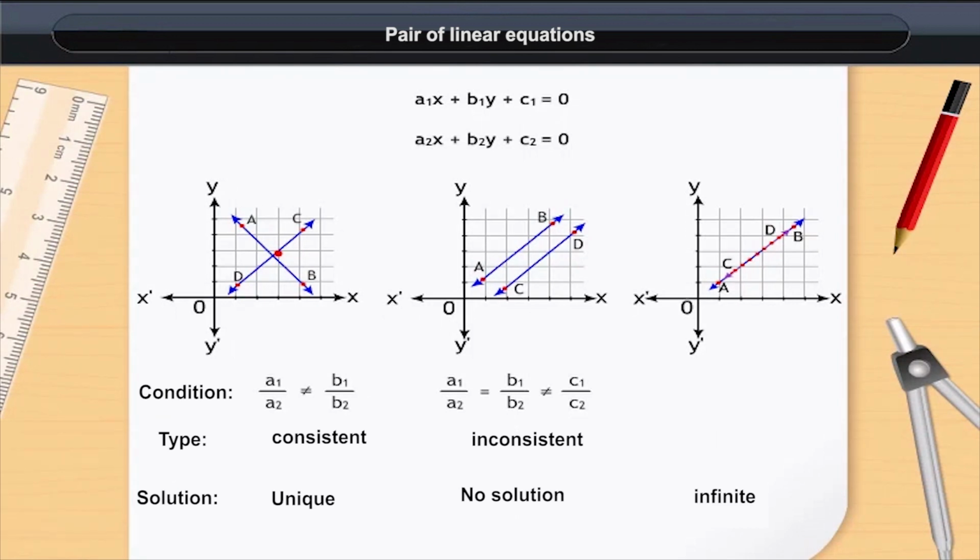Now we take the third case where the two lines coincide. Can you find any point which lies on both the lines? Yes. There are infinitely many points that lie on both the lines. So this pair has infinite solutions, so it is called dependent.